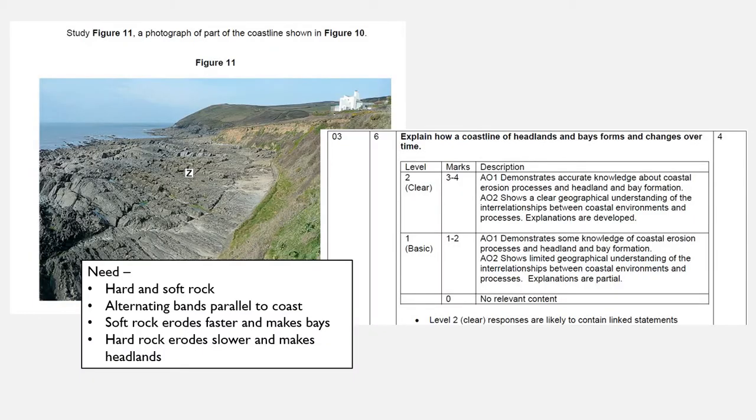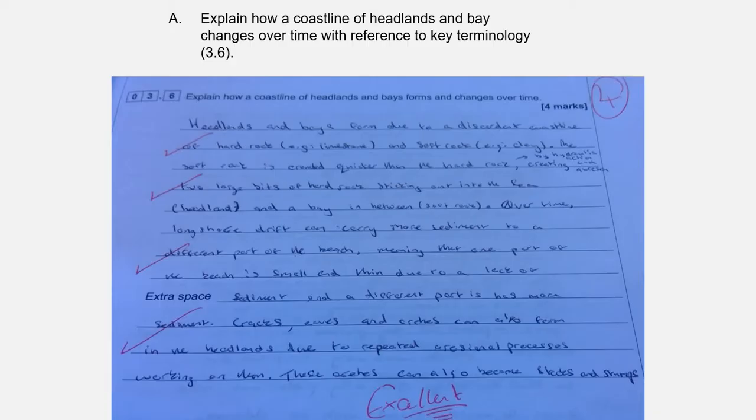The next one was explain how coastline of headlands and bays changes over time. So identifying the fact that it is a discordant coastline is a good start, e.g. hard rock and soft rock in layers. So the soft rock erodes quicker, forming bays, and the harder rock is more resistant, so erodes slower, leaving your headlands. And then over time you can talk about the fact that those headlands will then be eroded and can form cracks, caves, arches, stacks and stumps. So take a look at that model answer.